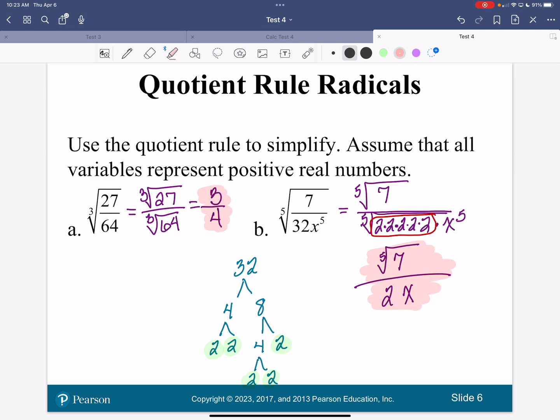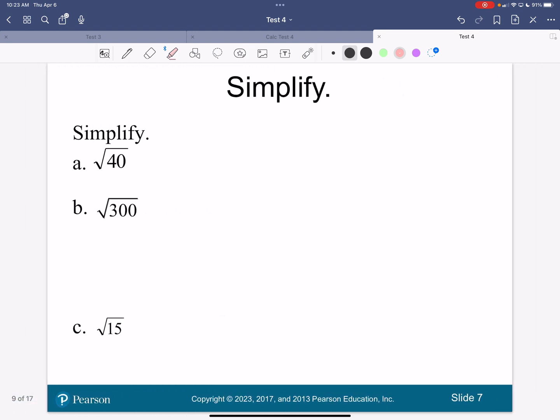So now we're going to do some simplifying. So we talked about the product rule, we talked about the quotient rule, and now we're just going to start simplifying all of them. Okay? So let's get started right here. Now we talked about finding a perfect square factor. So we want to find our largest perfect square factor. And it's got to be our largest. Sometimes it's pretty easy to see, sometimes it's not.